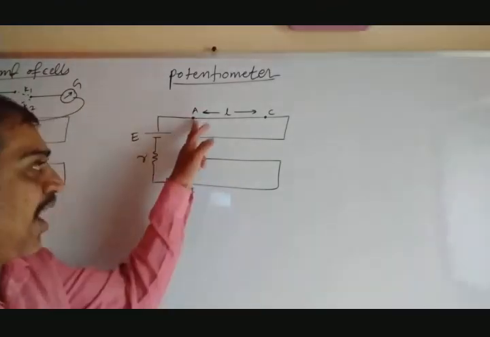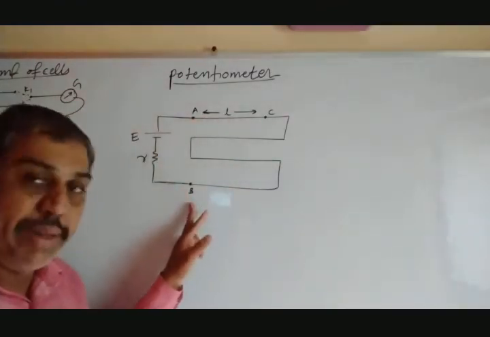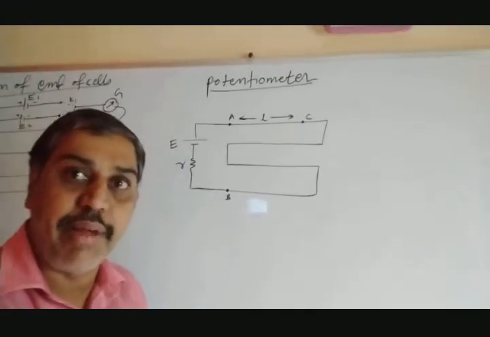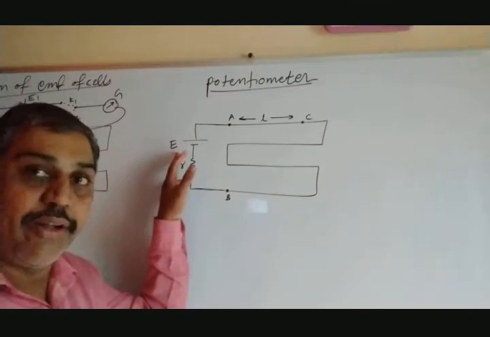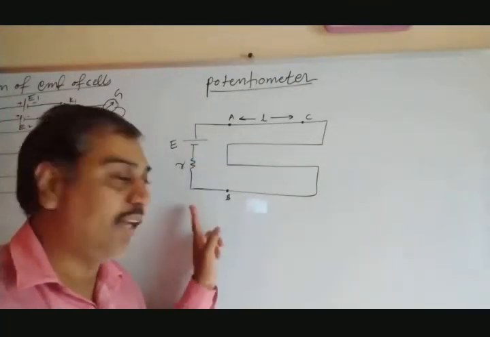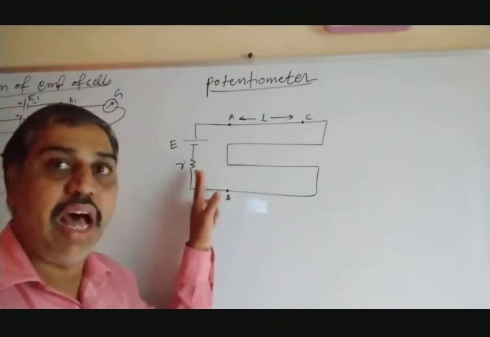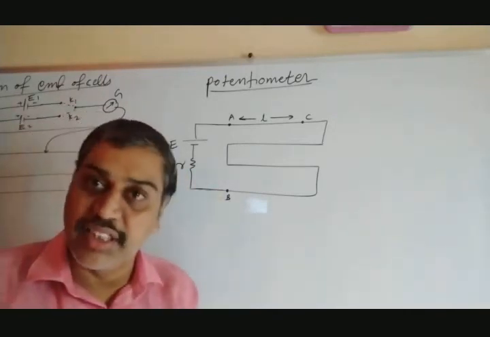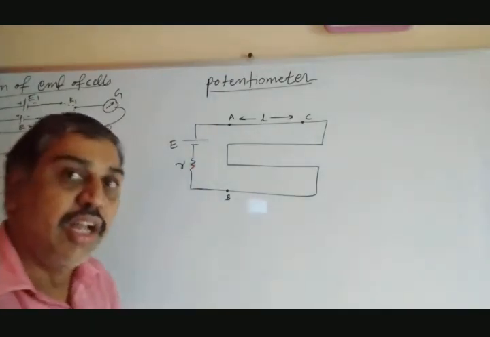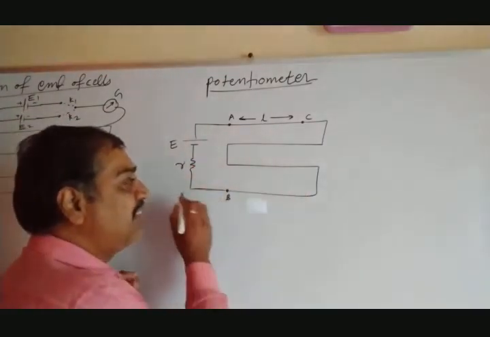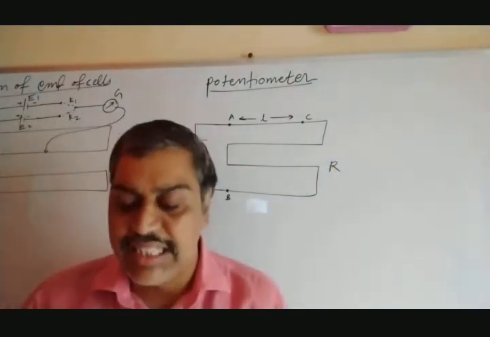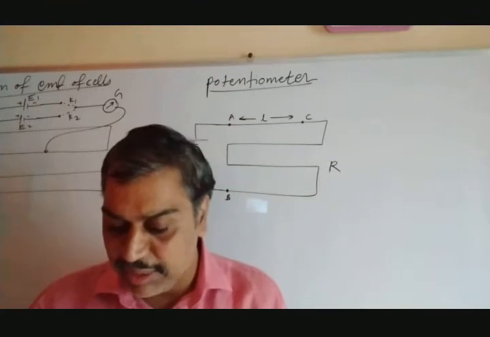So let us consider the potentiometer wire from A to B, across which the battery of EMF E is connected: the positive of the battery E is connected to terminal A, and the negative of the battery E is connected to terminal B. This small r is the internal resistance of the cell. Apart from this, the wire has its own resistance, suppose that is R.